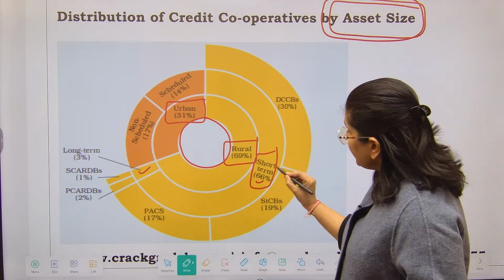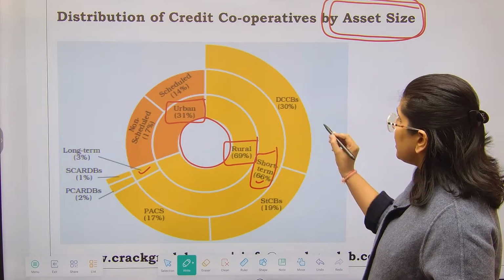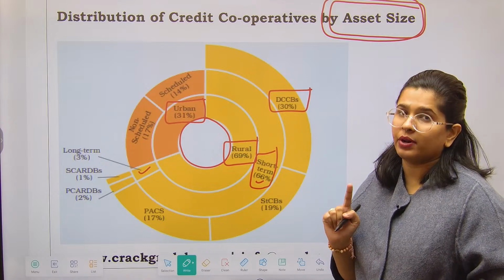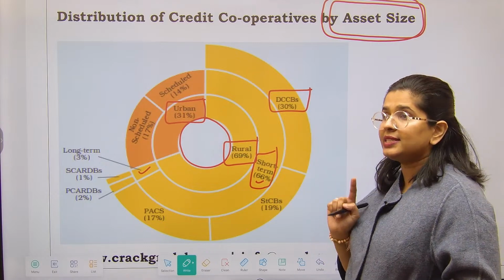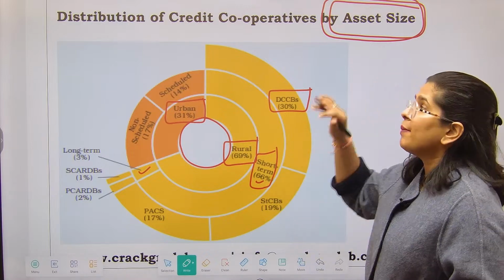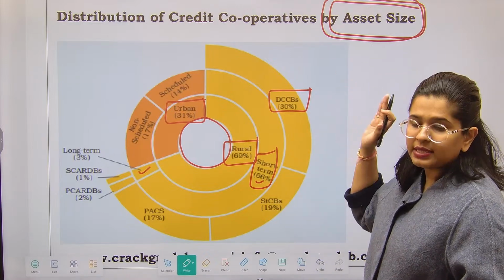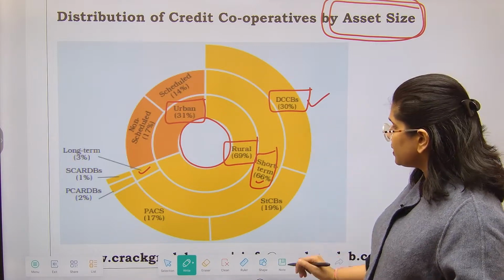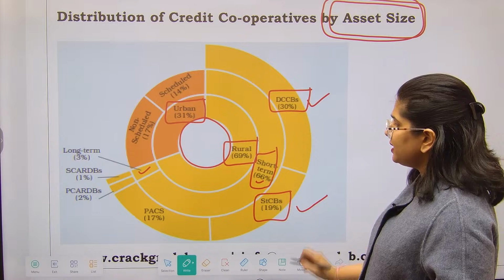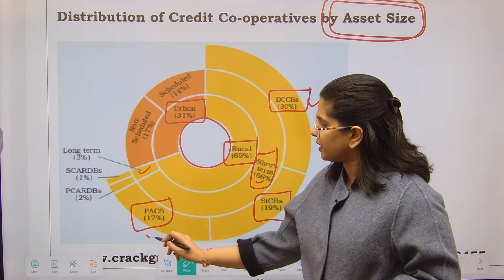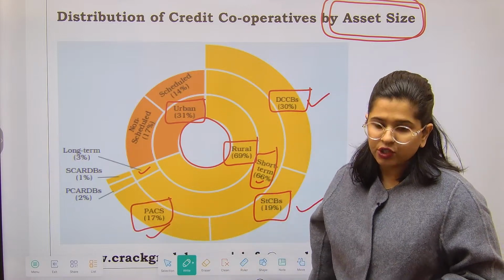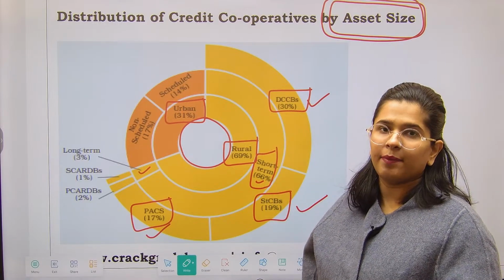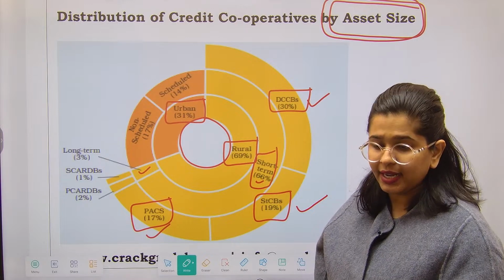Number one thing. Then even in short term, if we are going to see district level 30%. Now don't go on the number. When I said that PACS are 97%, that was on the basis of number. मैं यहाँ पे asset के basis पे बात कर रही हूँ. ज़्यादा asset किसके पास में है? District level cooperatives having 30%, state level cooperatives having 19%, and primary agriculture credit society having 17%. So this is how we have divided the rural cooperative structure. ठीक है, हमने इस तरीके से rural cooperative structure को divide किया है.